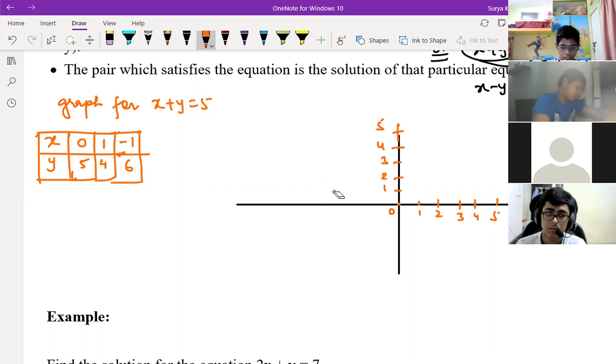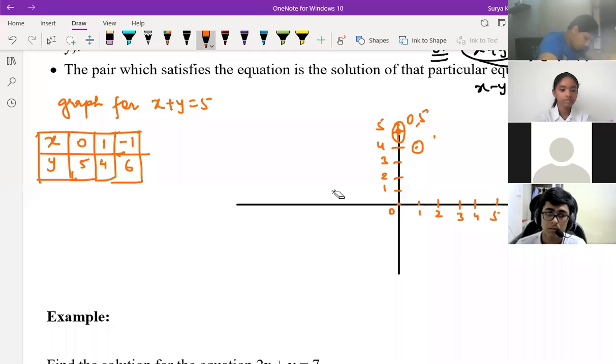So at 0, what is there? 5. We should mark the point here, writing (0, 5). Again at 1, we are getting 4, so we point over here (1, 4). Understood, Nihar? Yes, sir. Again at -1, we are getting 6, so it will come till here. So this is (-1, 6).